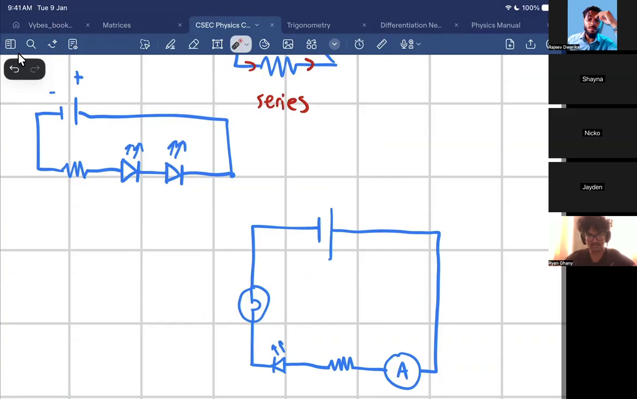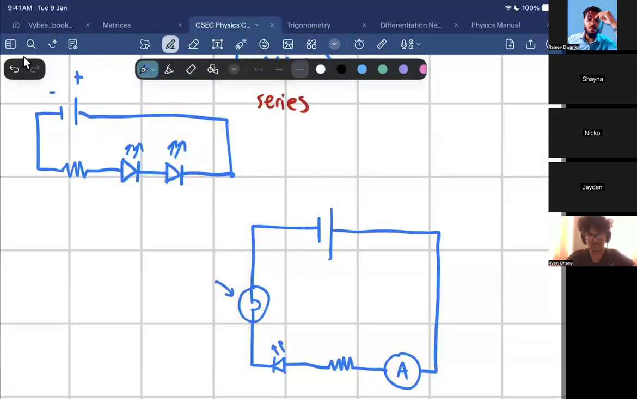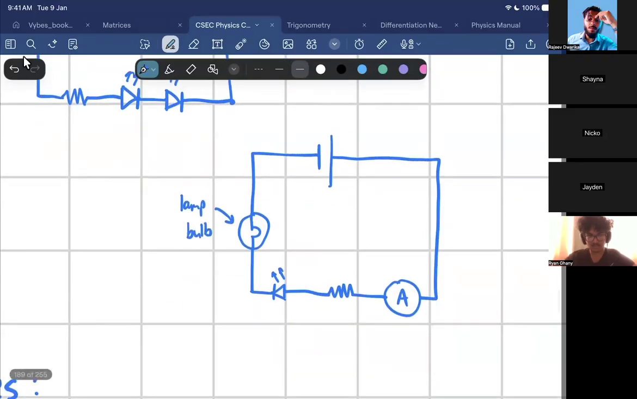Which one? This one. A lamp or a bulb, right? Okay, Ryan, you understand that? Let me be clear, Ryan. Do you think a lamp slash bulb is the same thing as an LED? No. Nikolai, do you think they're the same thing? No.